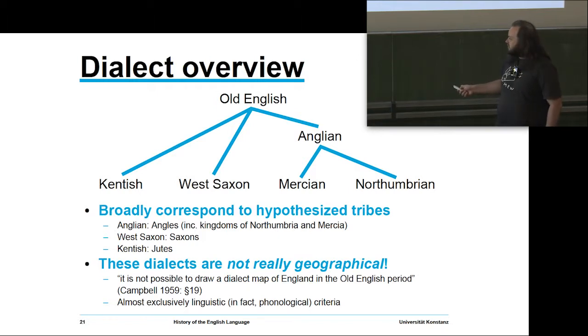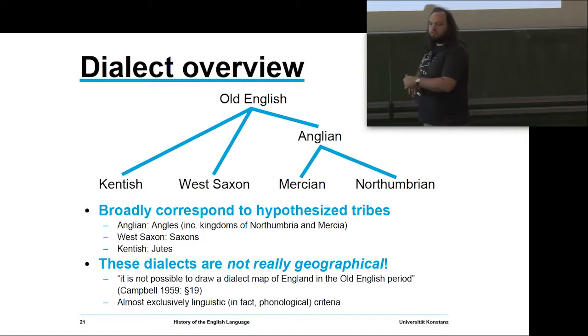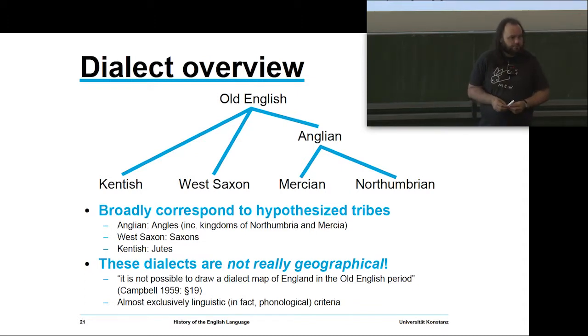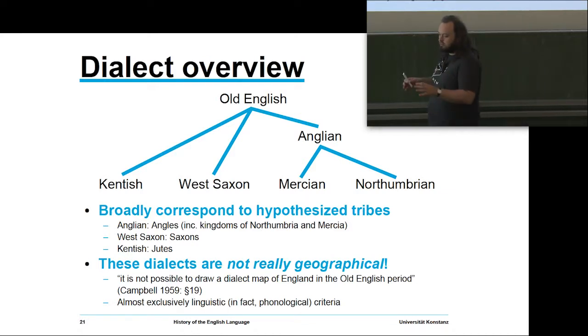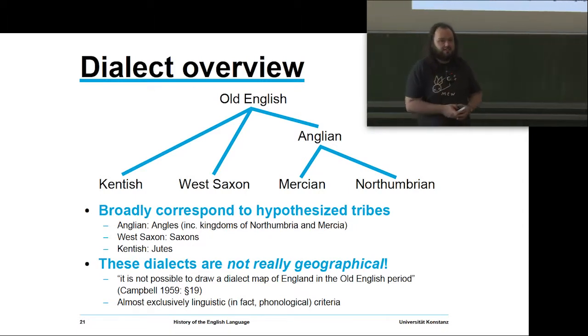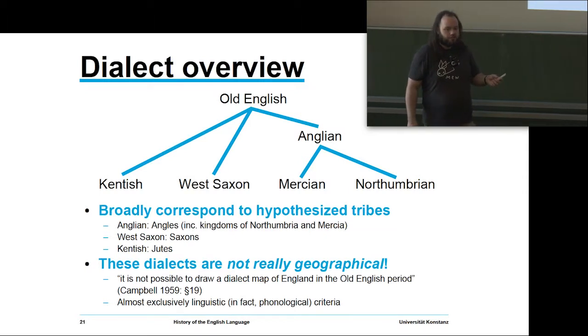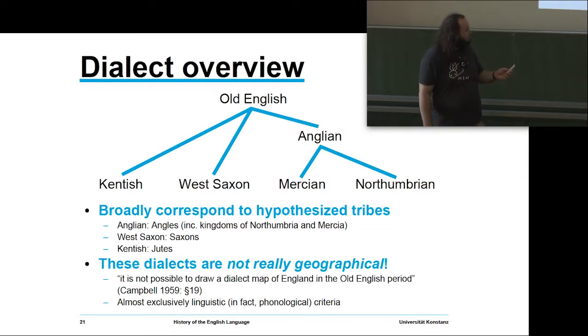But what's crucial is that almost exclusively linguistic criteria are used to assign texts to dialects. So when we talk about these dialects of Old English, what we really mean is different types of language, different types of text, with different linguistic features that group together. Having said that, we can divide these dialects into these traditional groups, which more or less correspond to the sort of tribes that were settling.